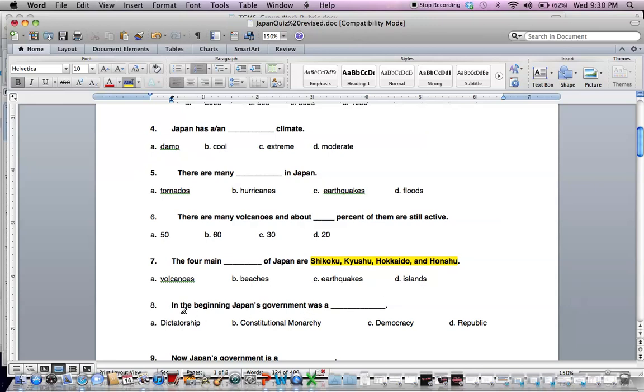Number 8. In the beginning, Japan's government was A, dictatorship, B, constitutional monarchy, C, democracy, D, republic. This says in the beginning, so when it first started, in the beginning, okay? It's a key word. Japan's government was.